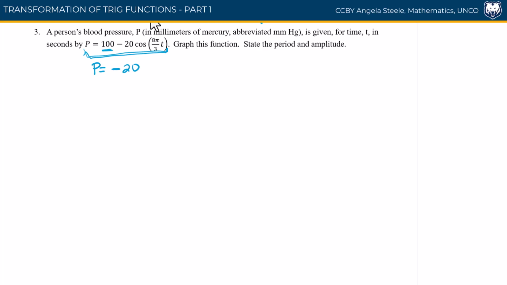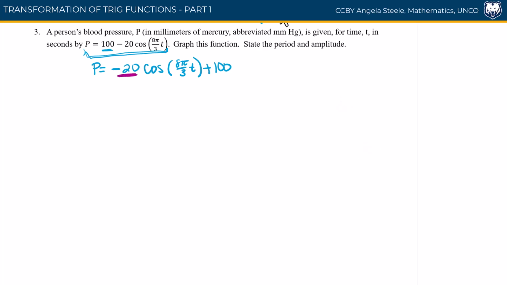But for the discussion here, I want to show that visual. And then we have cosine 8 pi over 3 t. And then that 100, since I didn't write it in the beginning, I'm going to tack it on at the end and write it as plus 100. So now it makes it a little bit easier to identify our values.